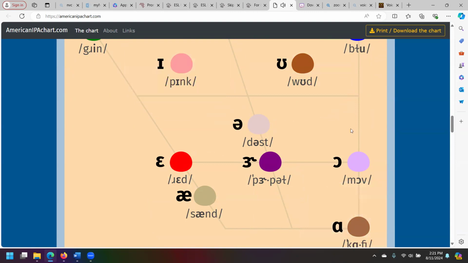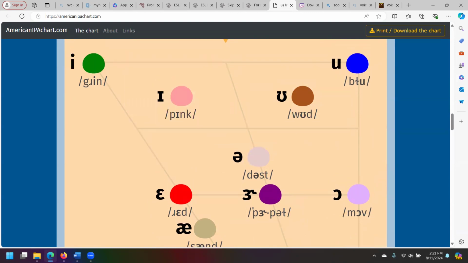And you'll also notice that there's this graph here, right? This is actually where the sound comes from in your mouth. It's called manner of articulation. I don't want to explain that now. I'll explain it in a separate video. But there's a reason why they are placed where they are within this chart.